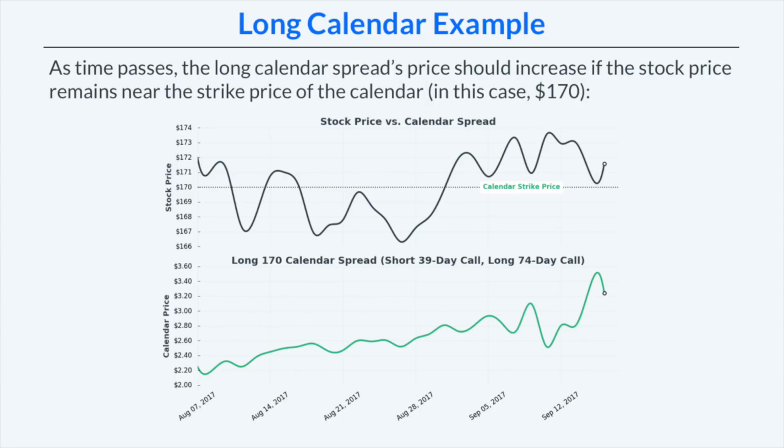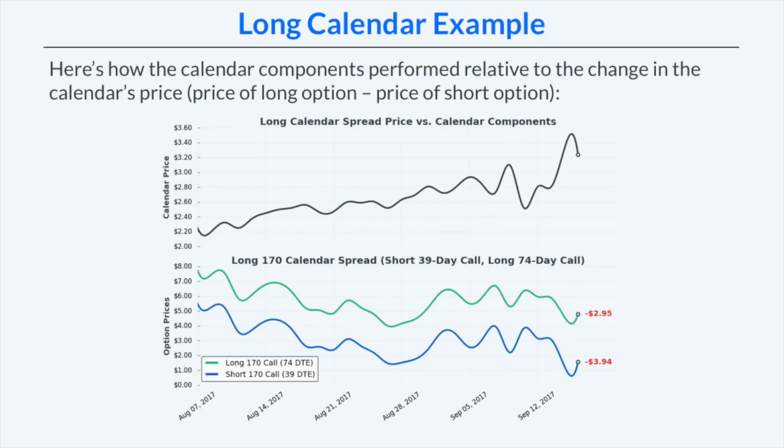So why did the calendar spread's price increase? Well, if we look at the calendar's price relative to the components, we can see that over time the calendar's price increased, and that's because the short call's price decreased at a faster rate than the long call's price.